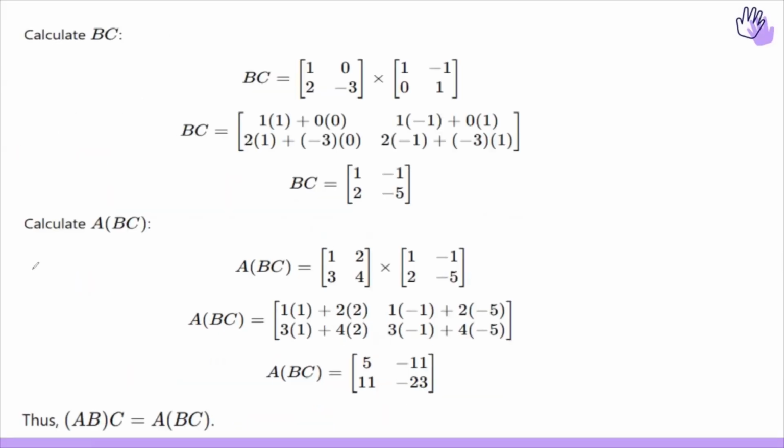If you calculate BC, the product BC, you'll be getting this. And if you multiply that with the A, you'll be getting this. So yes, both of them are same. So that is AB times C will be equal to A times BC. So the associativity is maintained.